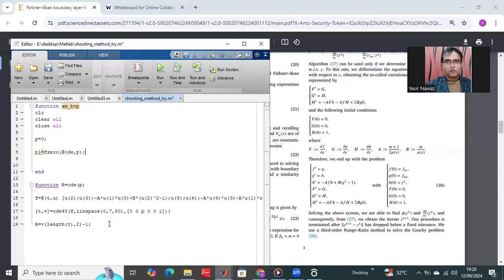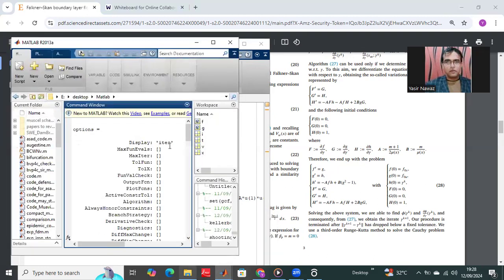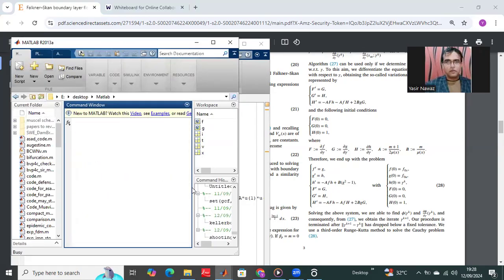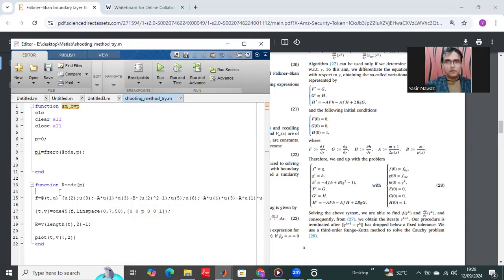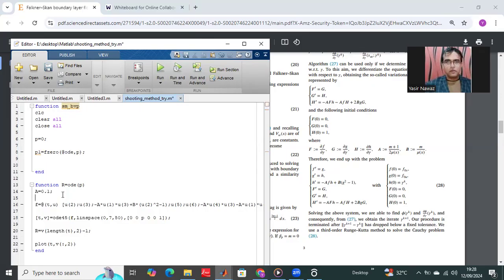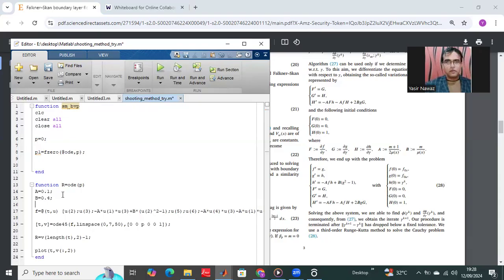And then, if I have to get the graph, the graph would be of the derivative, f prime, the velocity. So here I end this thing. Now if I run this code, the values of A and B are not specified. Suppose that A is equal to 0.1 and B is 0.4.